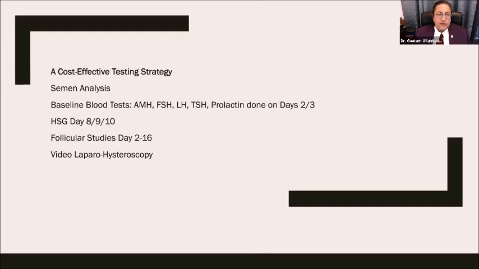FSH, if less than 15, the patient is going to be producing her own eggs. If it is more than 15, the patient is getting into premature ovarian failure. LH to FSH, if there's a reversal of ratio, usually FSH to LH is 2:1. If the LH is more than FSH, you're looking at polycystic ovarian syndrome.